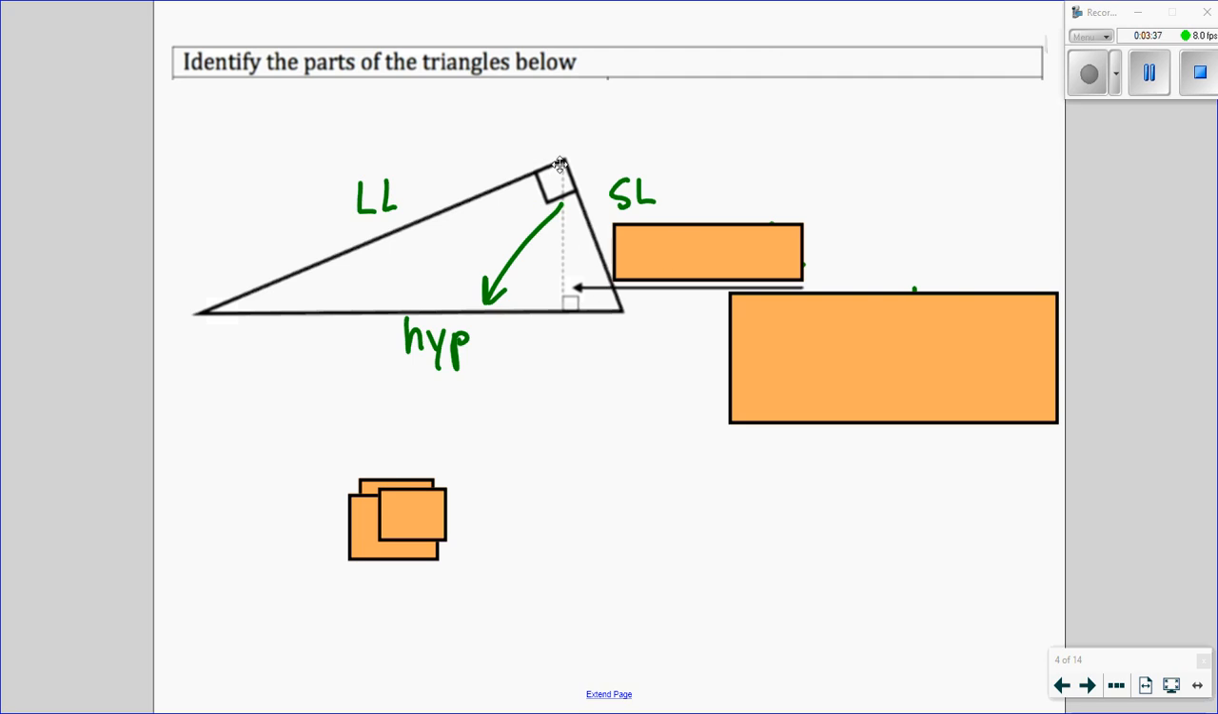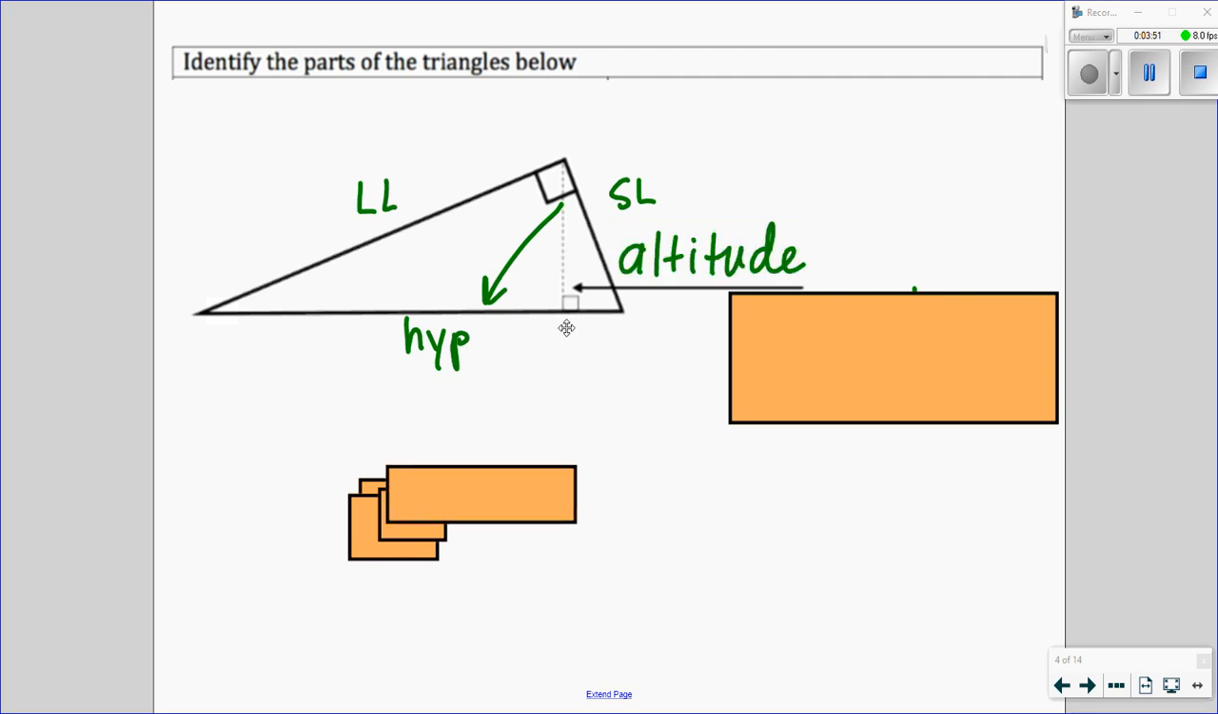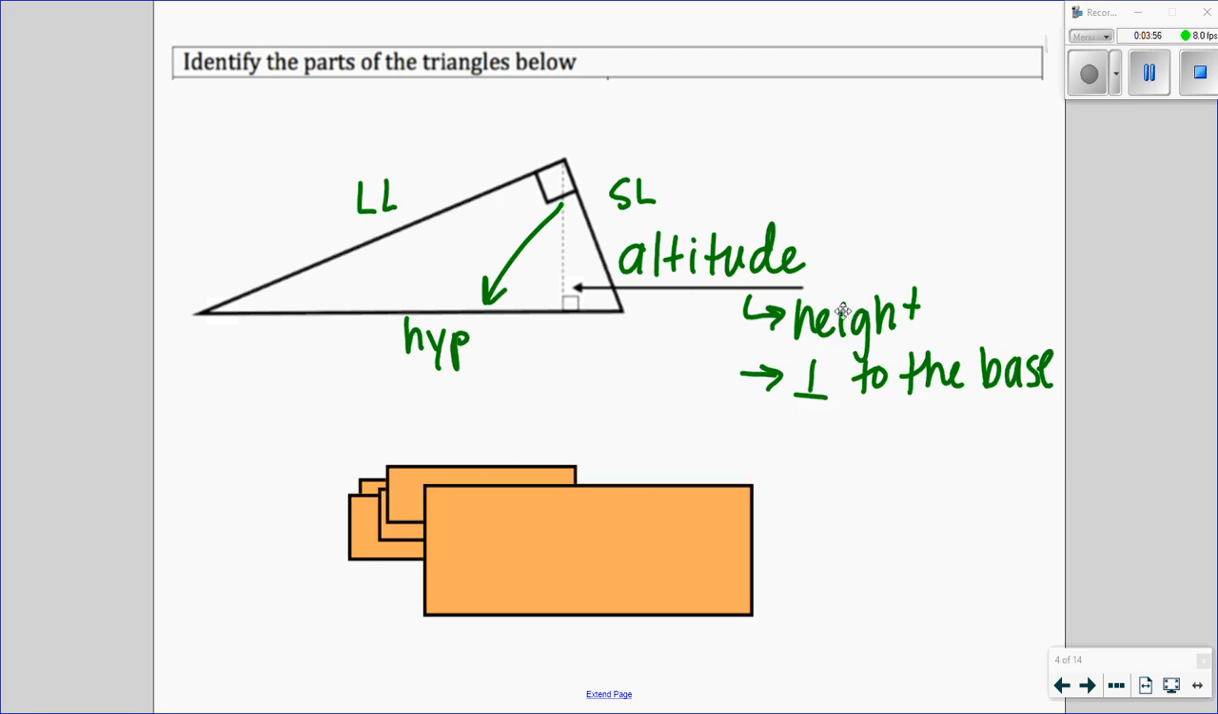And then we have this line that is going from the right angle marker all the way down to the base. And notice that there's another little right angle marker. This is called the altitude. And the altitude in a triangle is also called the height, and is also perpendicular to the base of the triangle. So anytime you see a vertical line that creates a 90-degree angle and intersects or stops at the base, it is called the altitude.